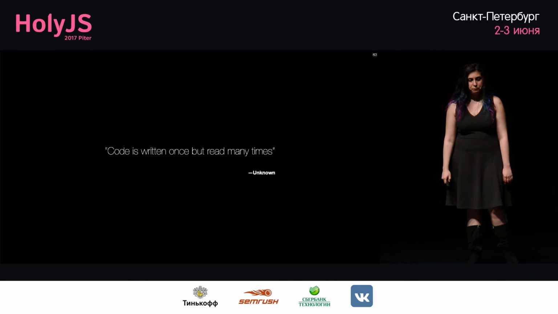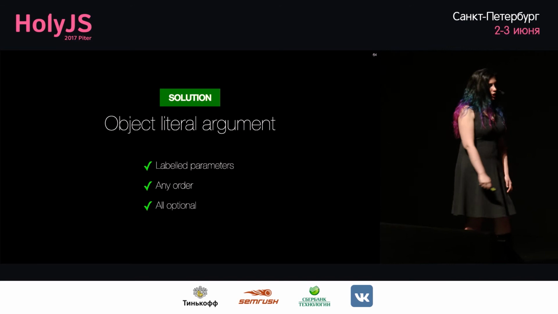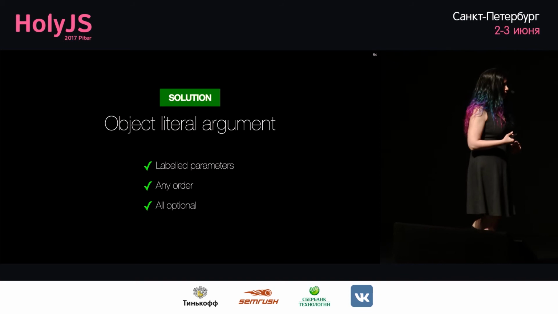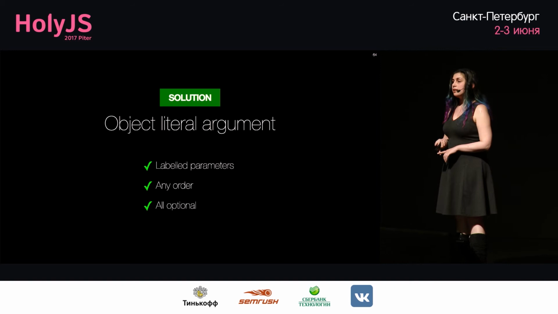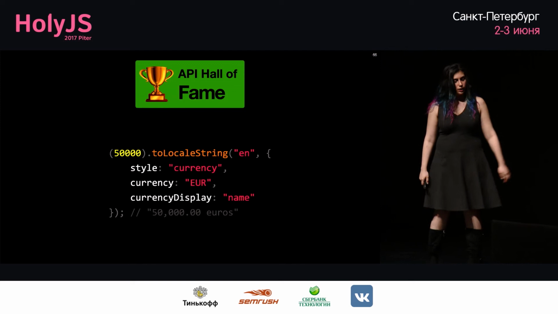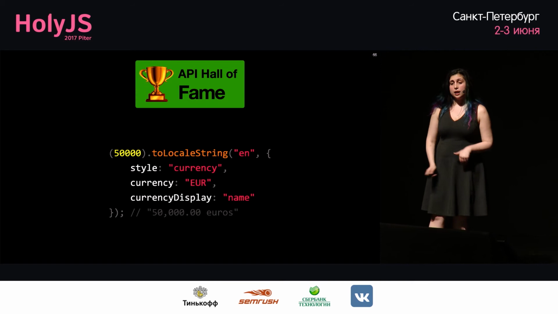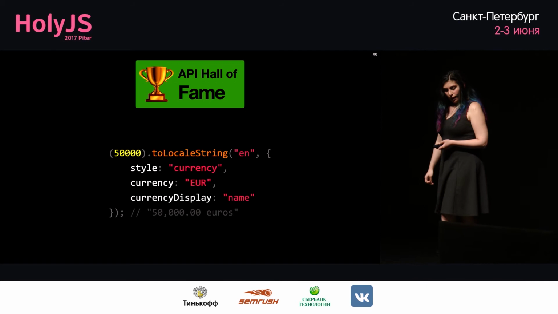And switching towards APIs that accept an object literal argument seems to be the way that even native APIs are going. It allows us to have parameters that are named. It allows us to have parameters in any order, and basically anything can be optional. For example, there used to be this toLocaleString method that nobody used, but now, after the internationalization API, it's got new powers. Now you can format numbers and currencies and everything right in JavaScript without any libraries by using this method with its new powers.